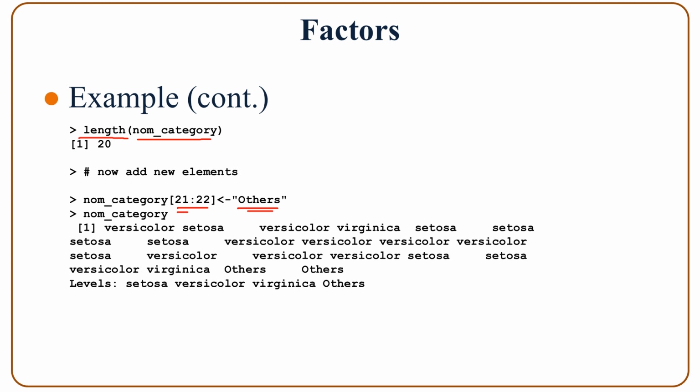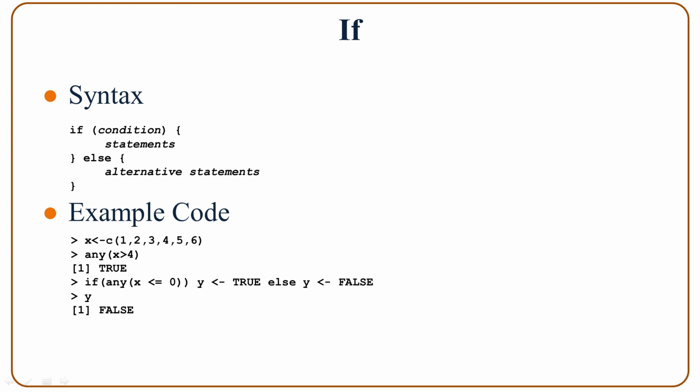And next we talked about control structures in R programming, and control structures are very useful, actually necessary for programming. The first structure is if. So this is the syntax. If condition: if the condition is true, then you run statements, and else, meaning otherwise, you run some alternative statements. And this is the example code.